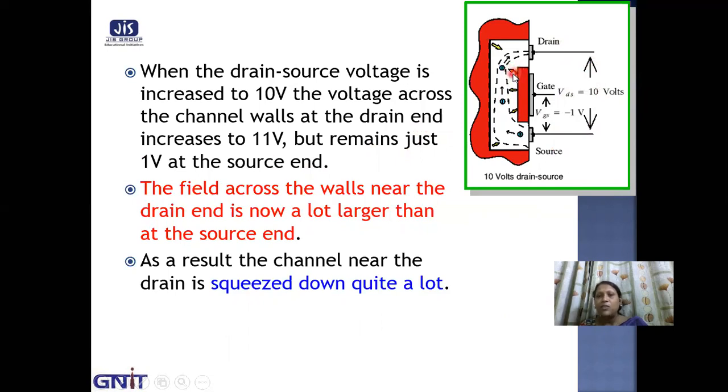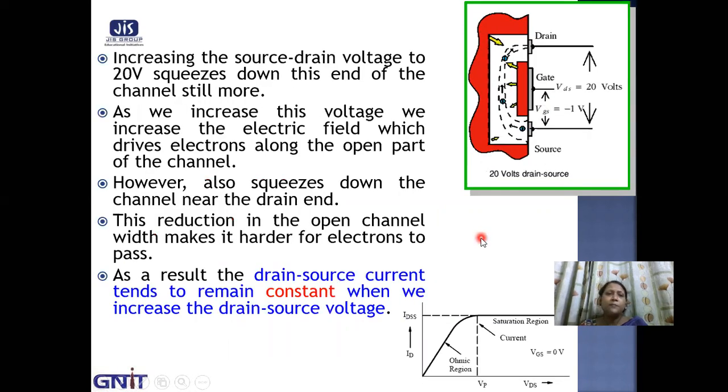See, this region is thicker and this region is thinner. So we can conclude that the upper region, the drain end, is much more reverse biased than the source end. So moving to the next slide.